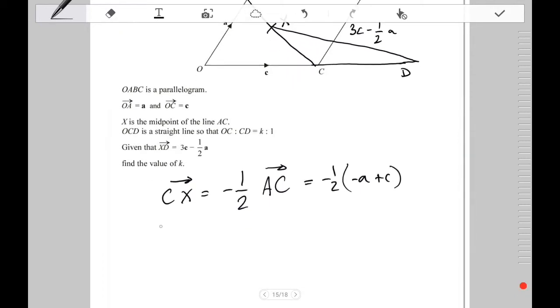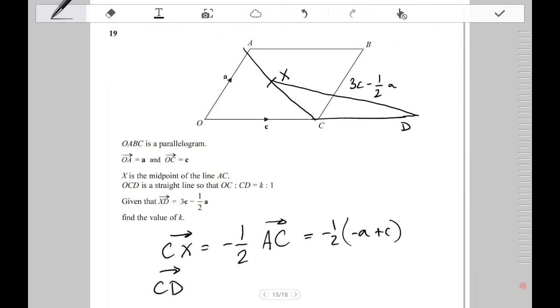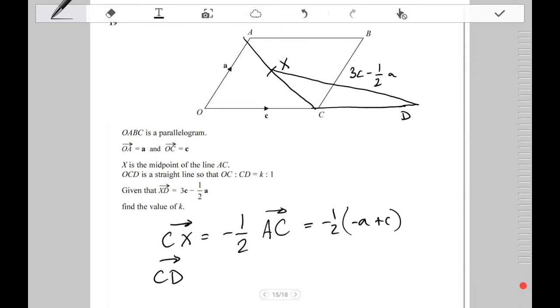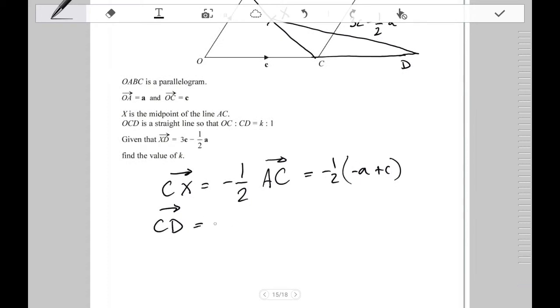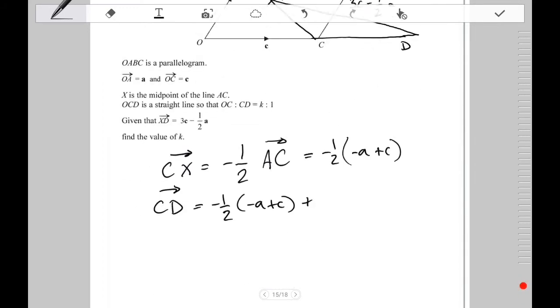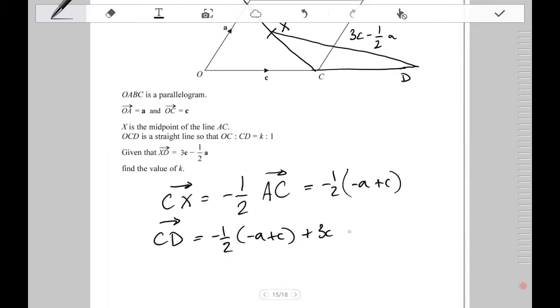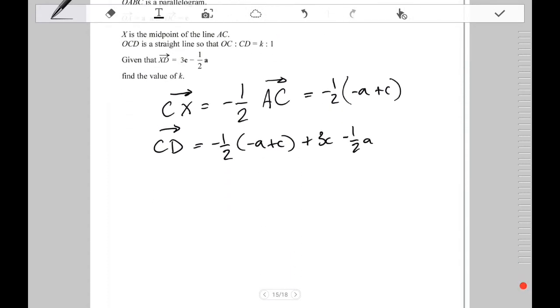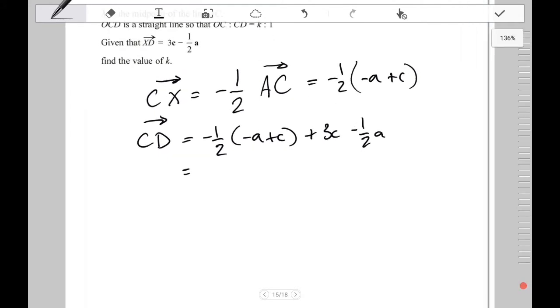So if we wanted C to D, it would be going from C to X and then X to D. So we have C to X, which we said is equal to minus a half of minus A plus C. And we have X to D, which is what they gave us, plus 3C minus a half A. So we expand that, we get a half A minus a half C plus 3C minus a half A. But we know the half A's are going to cancel out, and what we end up with is 2.5C.